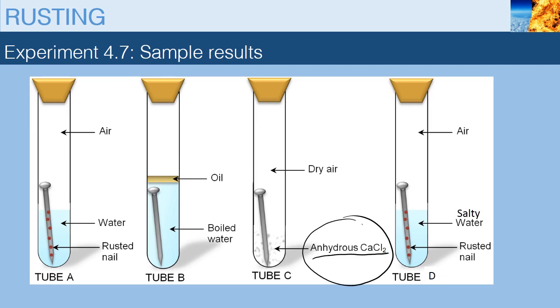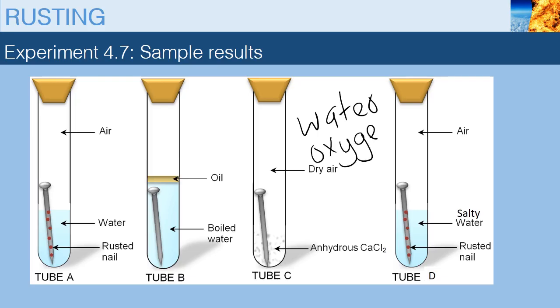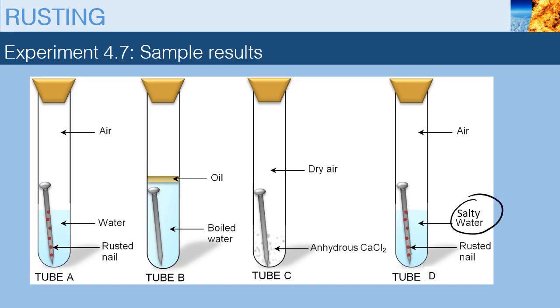From this, we can conclude that for rusting to occur, there is need to have the presence of both water and oxygen. In this case, oxygen is dissolved in air. It is also important to note that salty conditions accelerate or increase the rate of rusting. Also, acidic conditions usually increase the rate of rusting.